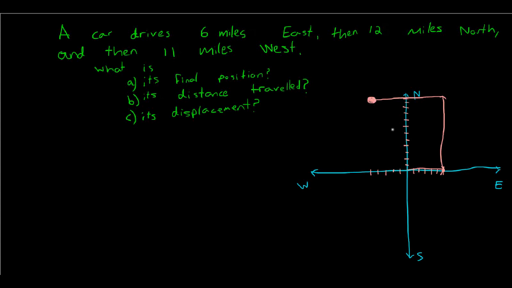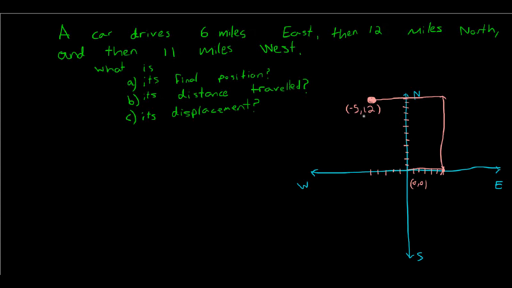So now, what is the car's final position? If we presume this to be the origin, so we'll call this 0, 0, its final position is going to be -1, -2, -3, -4, -5, and 12. So that is the car's final position.